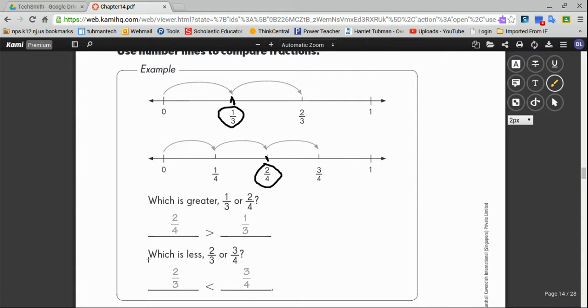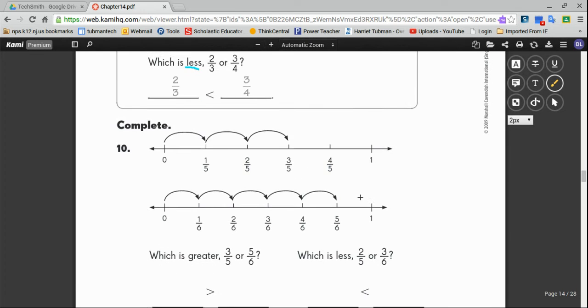Over here, the next one says, which is less, 2/3 or 3/4? So let's look at 2/3. 2/3 over here and 3/4 is over here, and you want to find which one is less. So 2/3 is less than 3/4. Let's look at number 10.